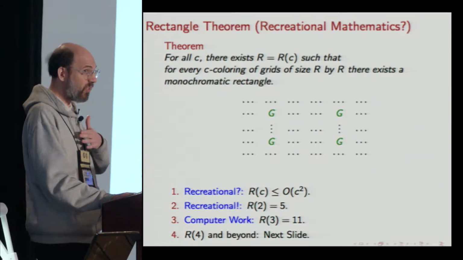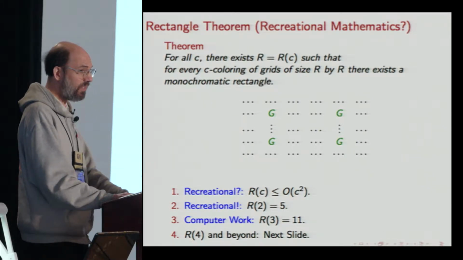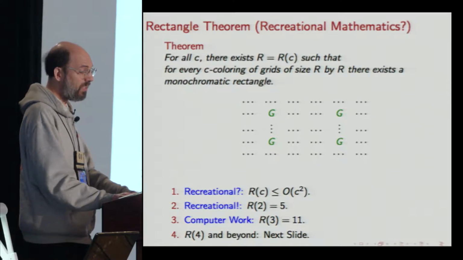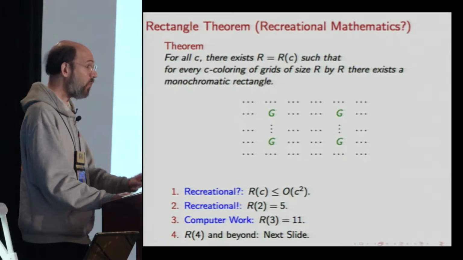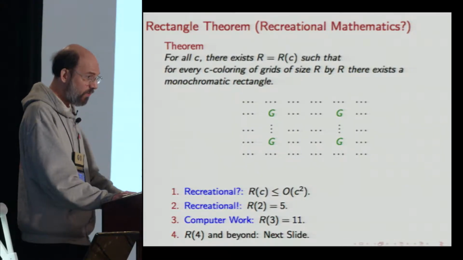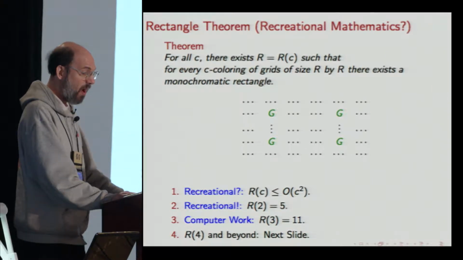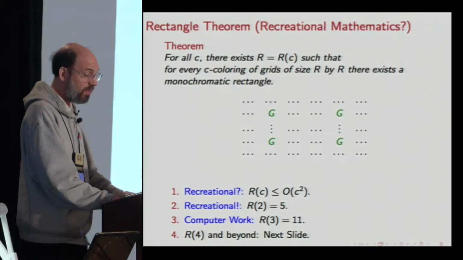Now, I would call this more recreational math, the rectangle theorem. For all C, there's a number R, so no matter how you c-color the R by R grid, you get a monochromatic rectangle. You might say correctly, that's a subcase of the previous theorem. That's true. But this you can prove. If you're bored with my talk already, you can actually prove this on your own during my talk. In fact, you can prove that R of C is less than O of C squared, small. R of 2 is 5. That was done without computer work. R of 3 is 11. That had a little computer work. And R of 4 and beyond I'll do soon. But the point for now is that the square theorem is so-called serious math, whereas the rectangle theorem is so-called recreational math, in my opinion.